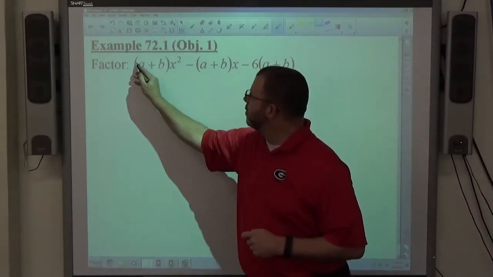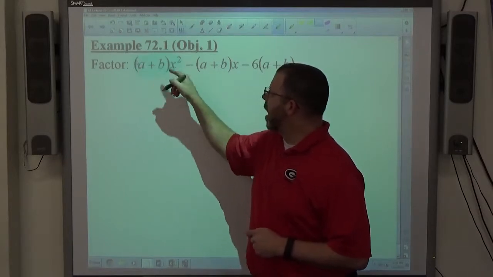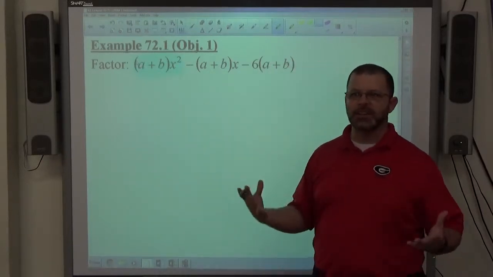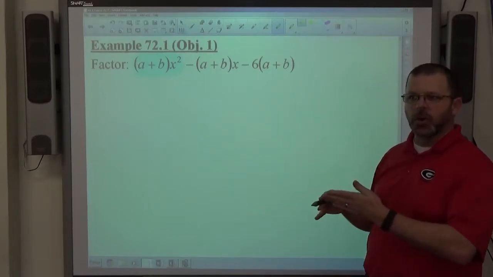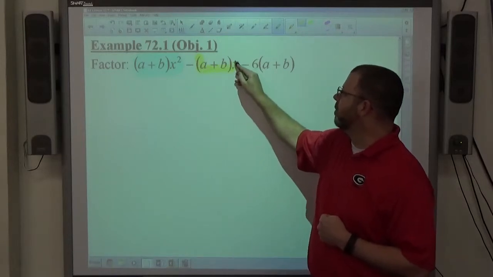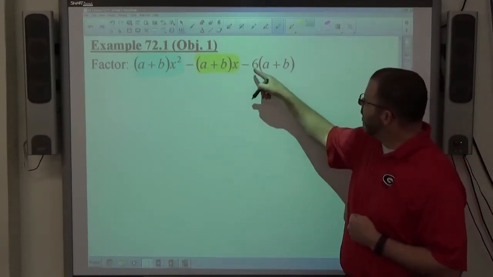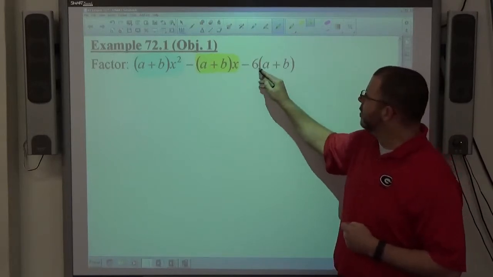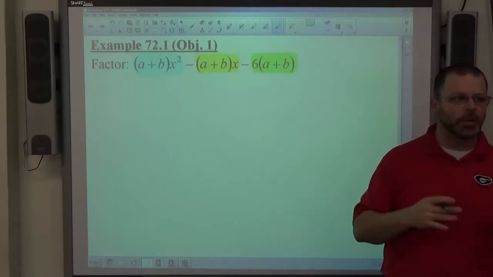So when I see (a + b) being multiplied by x², that's two objects being multiplied together. That represents a single term. Once I see a minus sign, that means a new term is about to start. And I've got (a + b) acting as one object being multiplied by x. That represents a single term. And then I've got a minus sign, so that means another term is about to start. And I've got 6 being multiplied by (a + b). And again, a + b in parentheses acting as one single object.